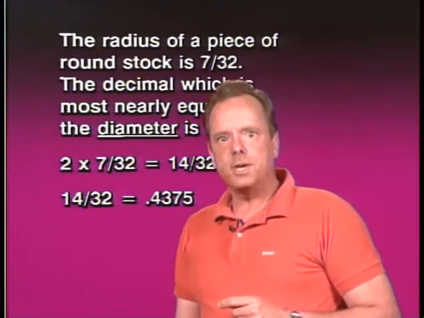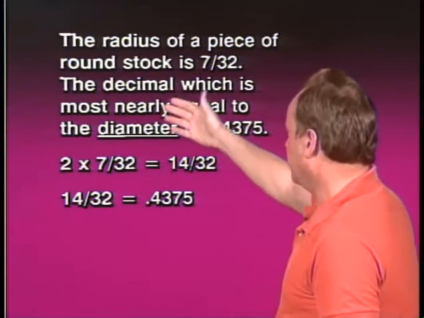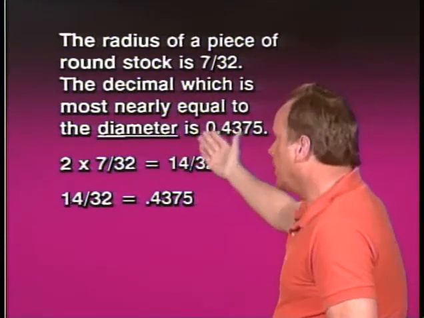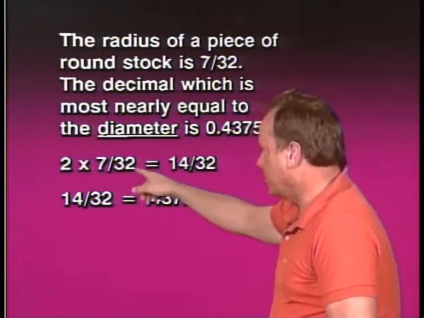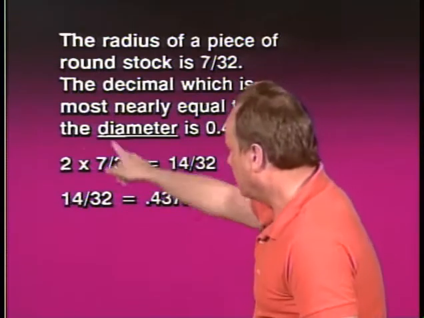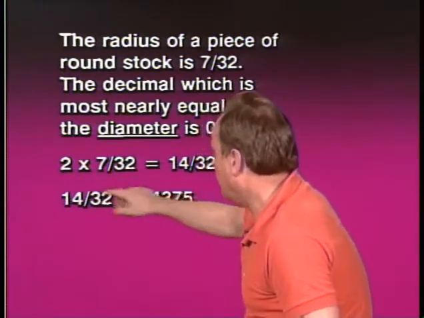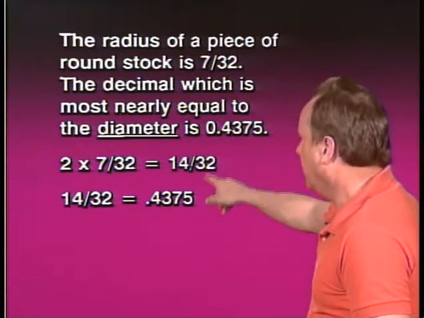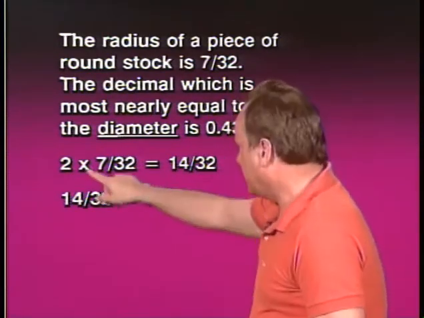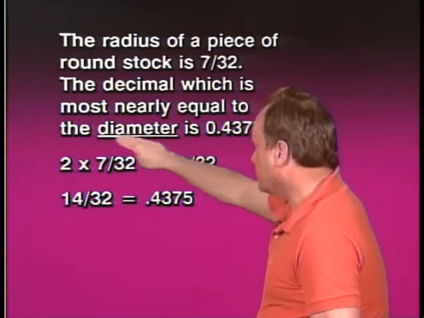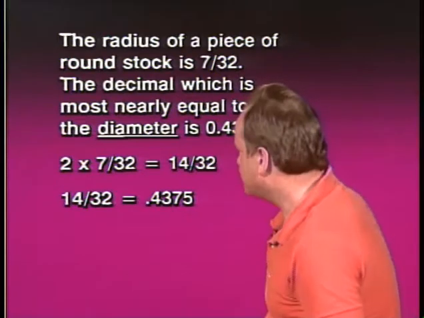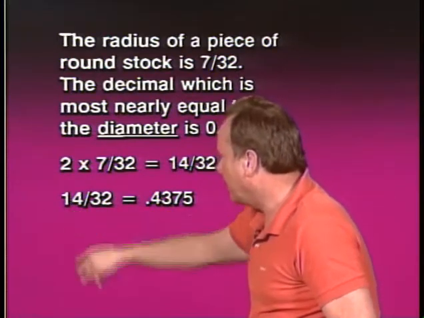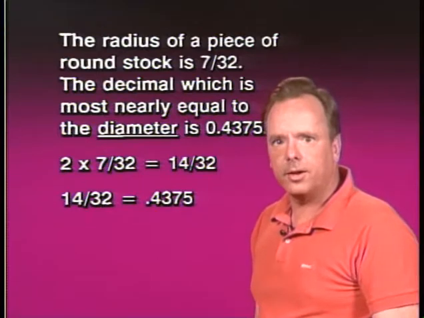All right, now let's take a look at another one. The radius of a piece of round stock is 7/32. Now the decimal which is most nearly equal to the diameter is what? Well, first of all, let's take 2 times 7/32, and you multiply the numerator by 2. Don't leave the denominator alone, and that becomes 14/32. Now, because we're using diameter, remember the diameter is twice the radius. So the diameter is all the way across, radius is halfway across. And so now we have 14 divided by 32. All we have to do is use the electronic calculator to do that.